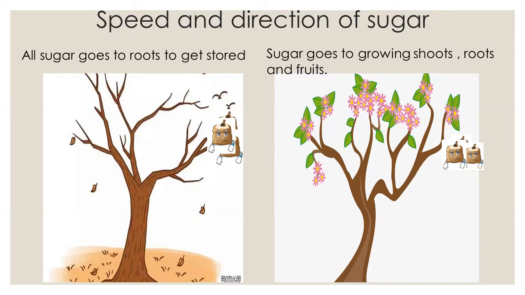A winter tree has no growing leaves and flower. That is why there is no one hungry to eat the food. So what will happen to the sugar? Remember, there is no leaf and no flower to eat the sugar. So all of the sugar will go down to the roots.